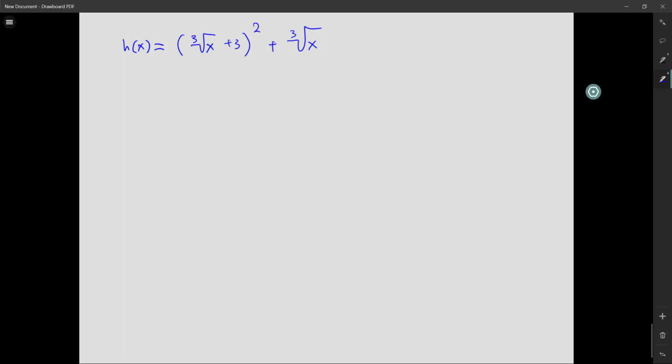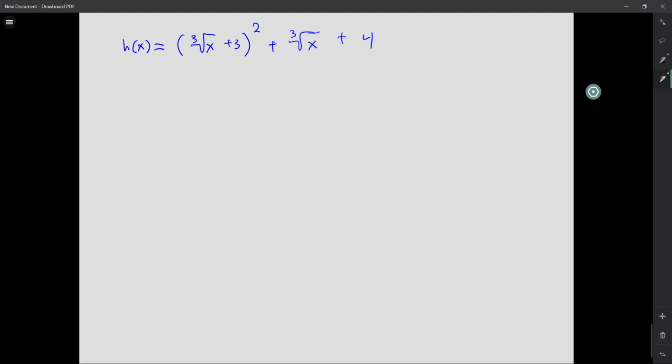One of my favorites. So let's see. I like how this one looks. What should we call it? H of x, because we hate it. Perfect. So I've got the cube root of x plus 3, and that's all squared, plus the cube root of x plus 4. Supposedly I have to decompose this somehow.